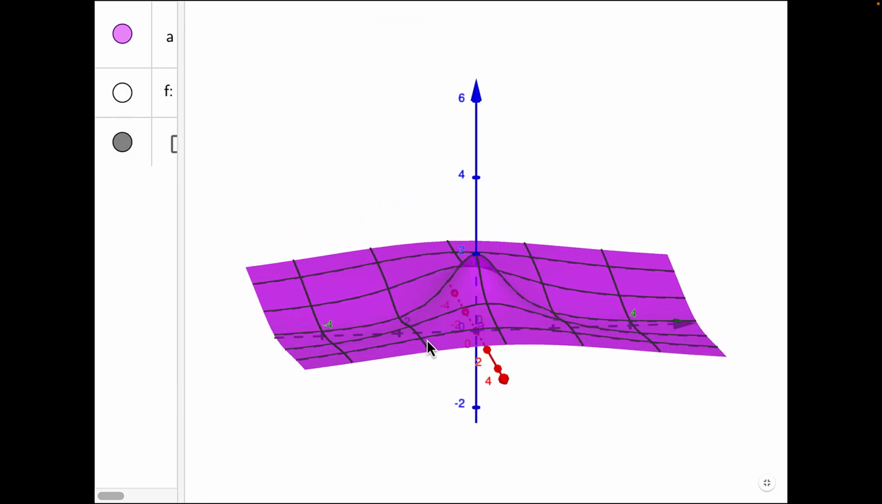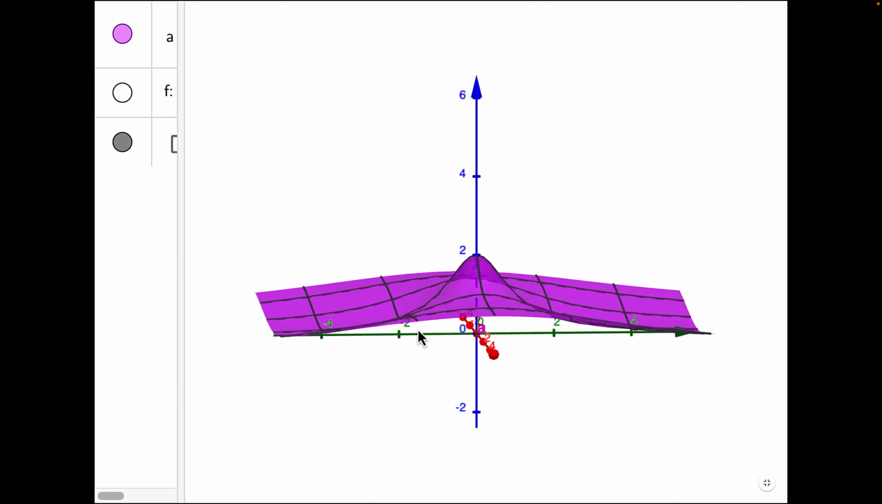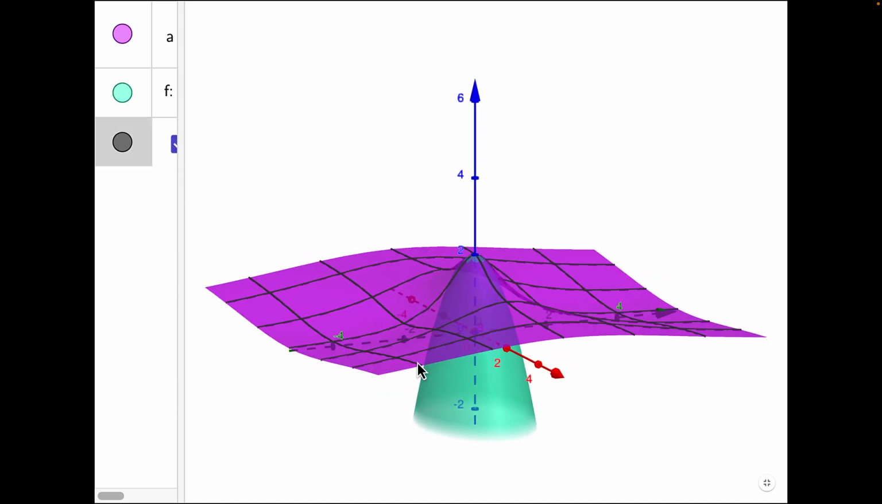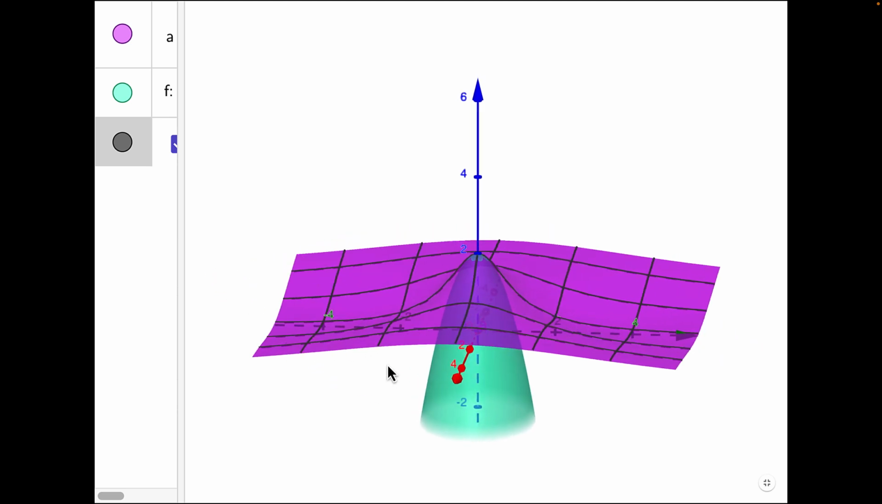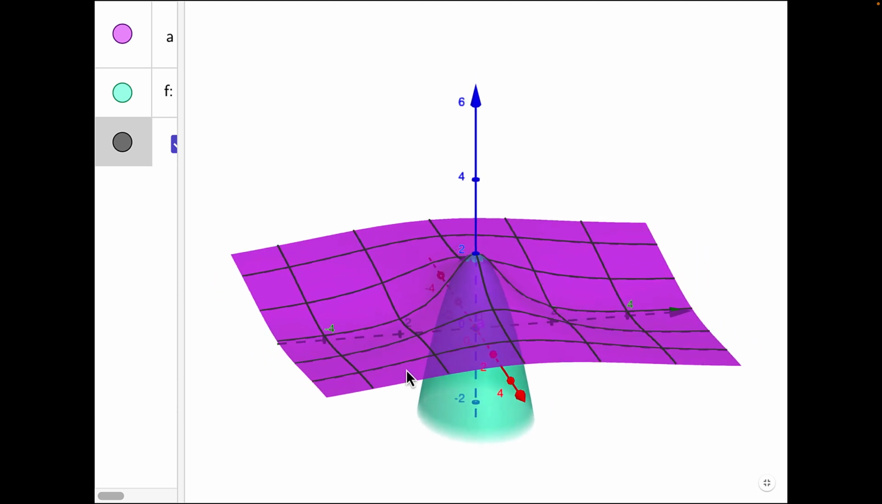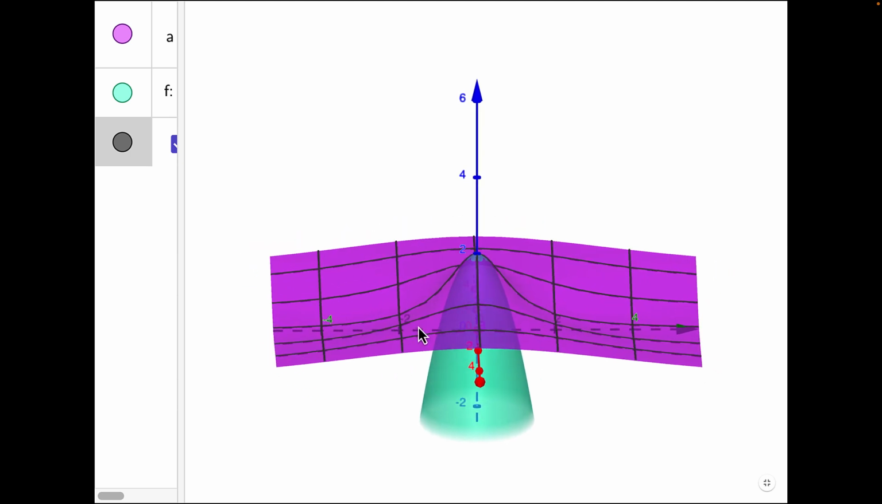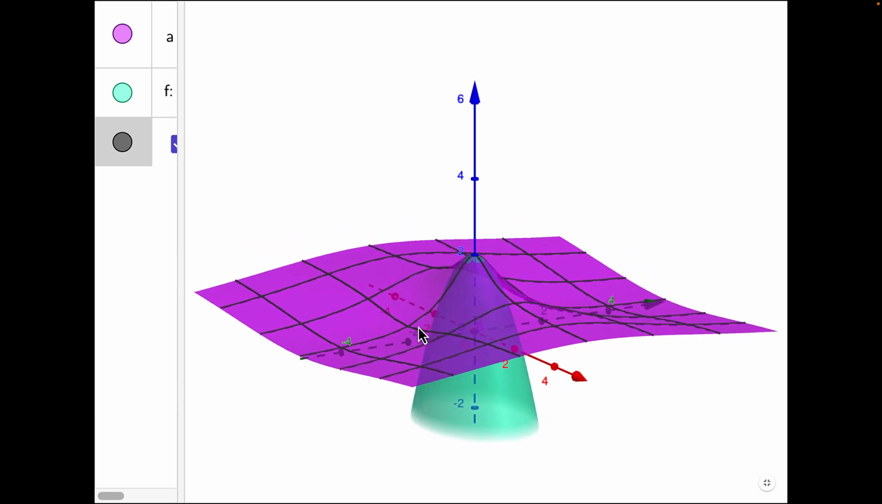And if I have a local max over here, I can again approximate with the Taylor polynomial. It would be looking downward. And you can guess that if you have a saddle point, the Taylor polynomial will look like a saddle point. It will look like a hyperbolic paraboloid.